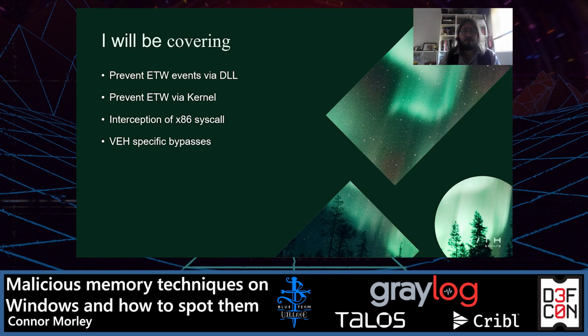To that end, I'll be looking at ETW event prevention using DLLs or library manipulation, prevention of ETW telemetry via kernel memory manipulation, interception of X86 or WOW64 syscalls in order to evade detection, and finally, vectored exception handler or VEH specific bypasses that can be used in order to circumvent some security vendor techniques.